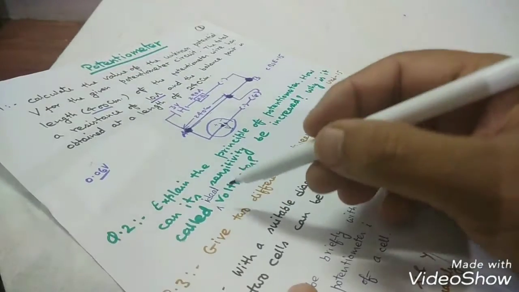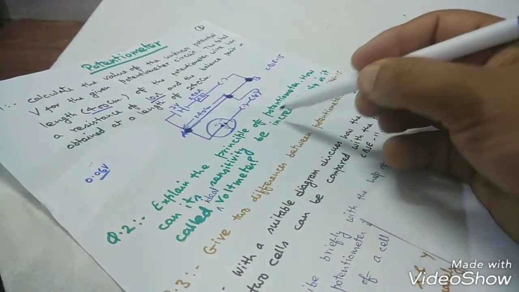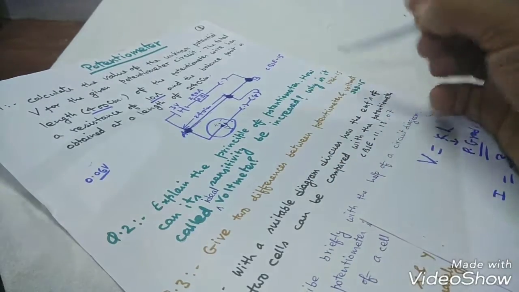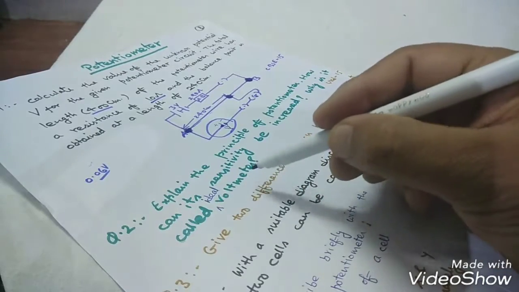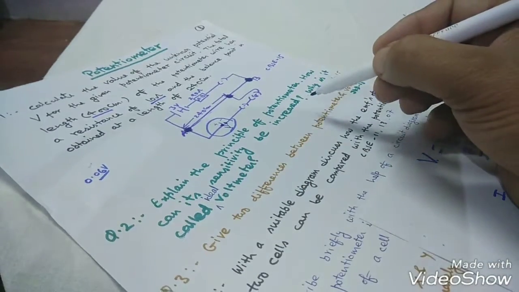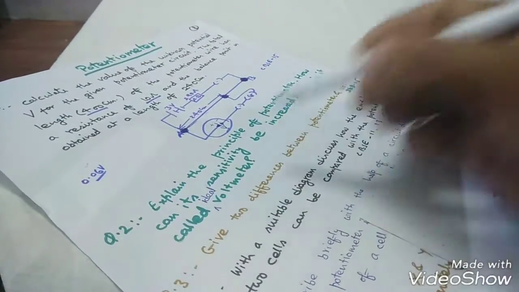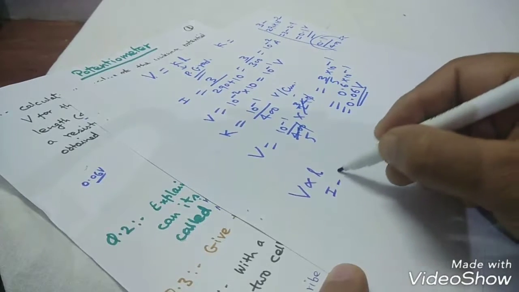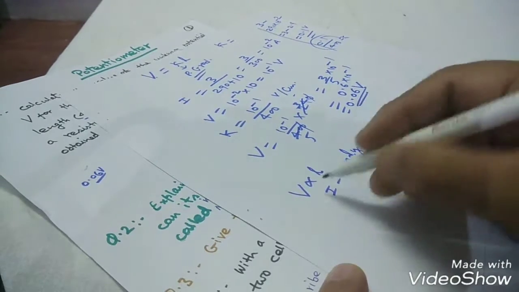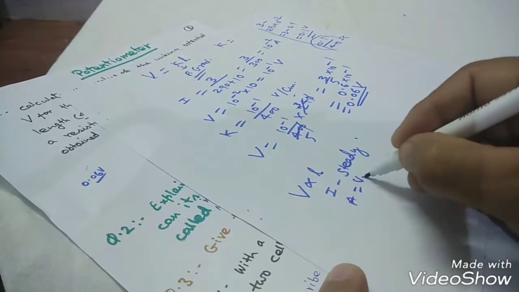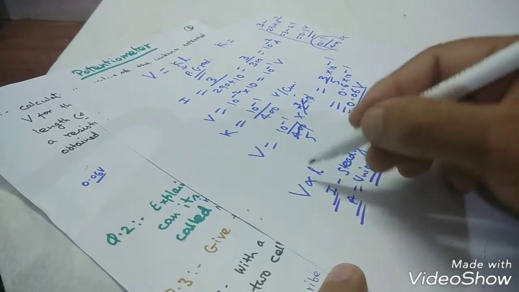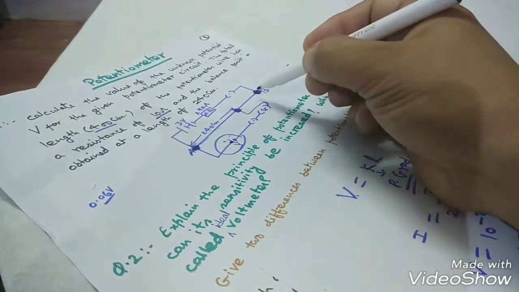Another question, question number 2. Explain the principle of potentiometer. How can its sensitivity be increased? Why is it called an ideal voltmeter? These all concepts we have studied in our theory class. Principle of potentiometer is V is directly proportional to L, provided I is steady and A is uniform. It means the wire is to be taken of uniform area of cross section and steady current flows, then V is directly proportional to L. V is the potential drop across its length L.